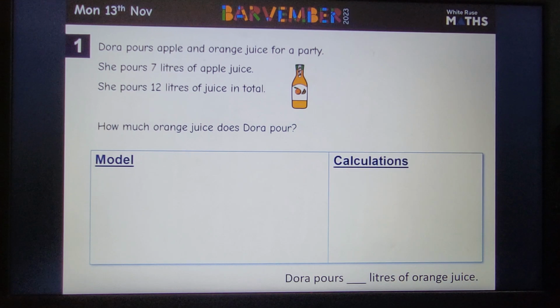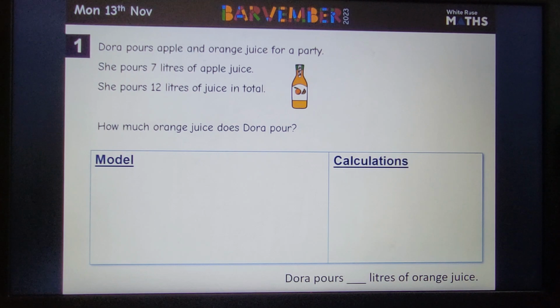Now, White Rose Maths is something I use when I'm tutoring people. It's actually a really good resource. So I thought I'd share with you their Barvember materials. This is from last year, 2023. Every November they do a series of bar model questions to show you how you can use the bar model to answer various problem solving questions. It's a really good resource.